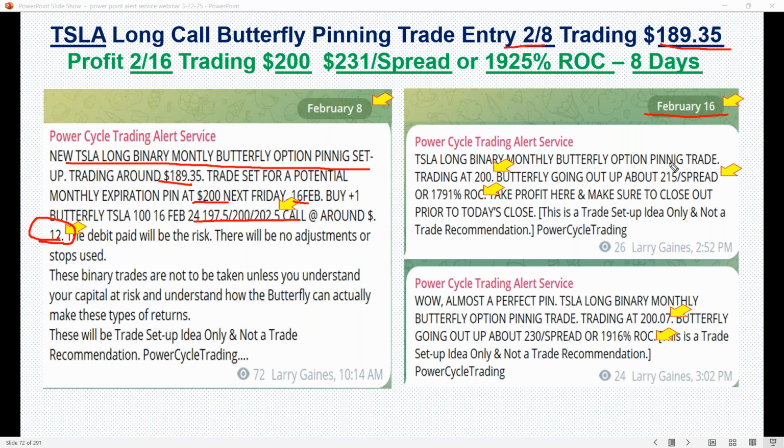So then here it was on the 16th, day of expiration. Tesla long monthly butterfly. Now it was trading up. It was trading at $200, right at our pin. It was up $215 per spread, a 1,791% return at that point. And here it was right at the end of the day, trading right here. Perfect pin at $200. It was up $230 a spread, 1,916% return. Just unbelievable. The point is, you can make these kinds of returns with the right strategy.